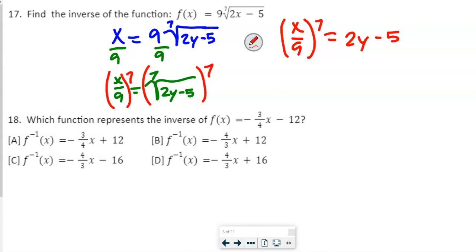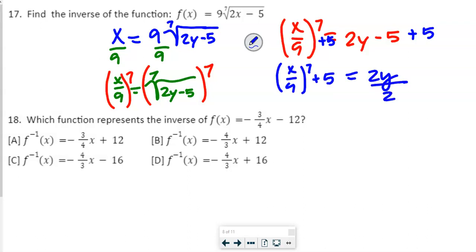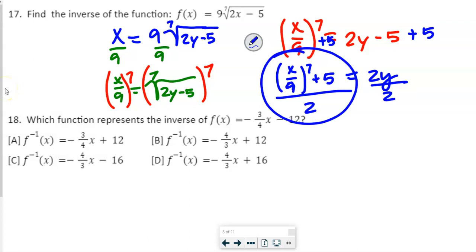Again, going to add 5 to both sides. So we're going to add 5 here, and we're going to add 5 there. So now we have x over 9 to the 7th power plus 5 is equal to 2y. Our last step would be to divide by 2. Yep, so that's our answer for the inverse: x over 9 to the 7th power plus 5, all over 2.